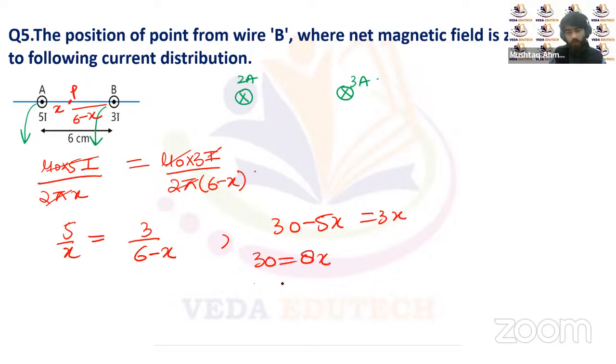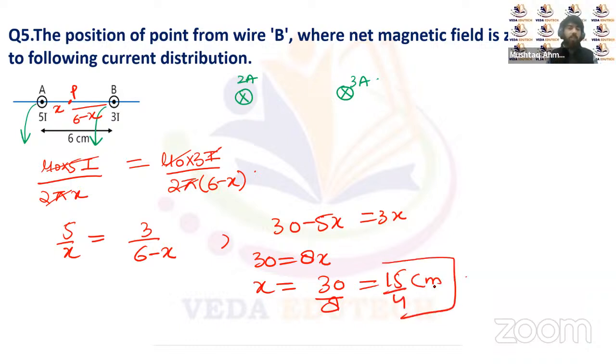So the value of x at which the magnetic field comes out to be zero is 15 upon 4 centimeter, right? 15 upon 4 centimeter is the value of x at which the net magnetic field between the two current carrying wires, carrying currents of I and 3I, will be zero.